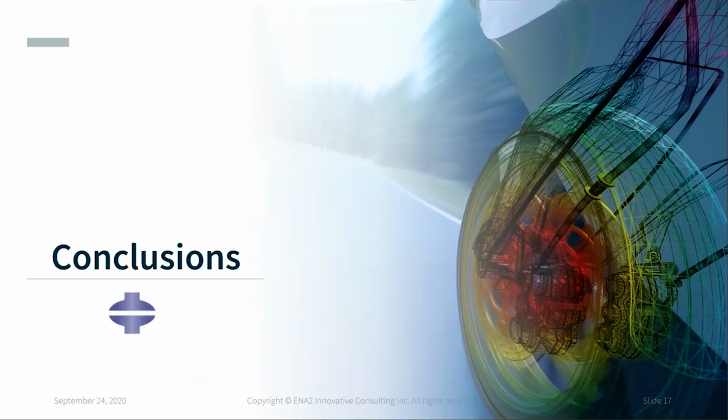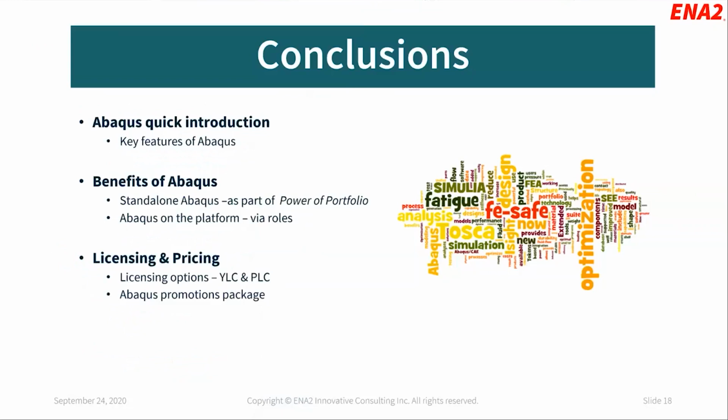Thanks, Vishnu. So to wrap up today's webinar real quick, we gave a quick introduction to what Abaqus is and some of its features and the industries that it is applied in. We also covered some of the benefits of Abaqus as a standalone or as a Power of Portfolio and how it can be used on a platform under specific user roles. Finally, we touched base on licensing options, YLC and PLC, and we also talked about pricing and some of the ongoing promotions that we have right now.